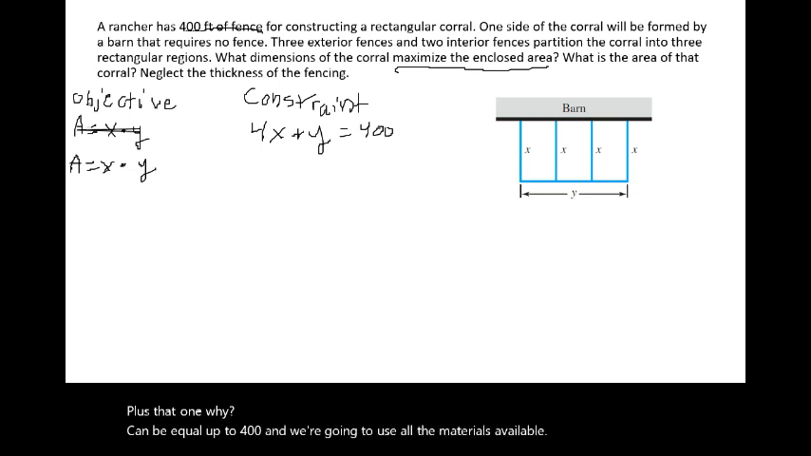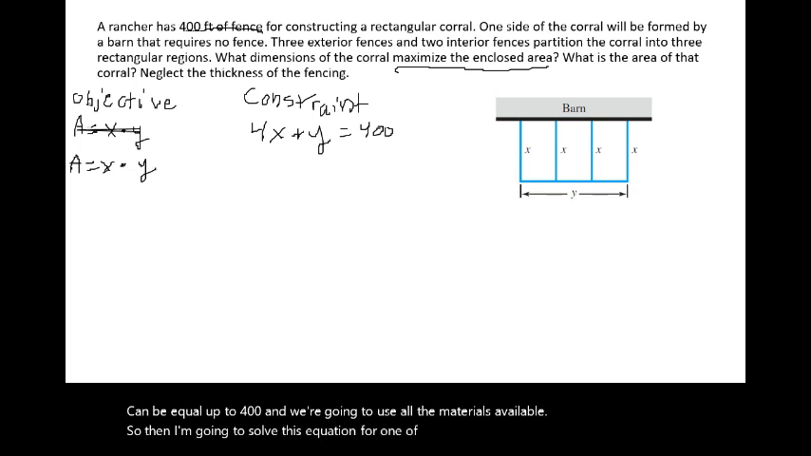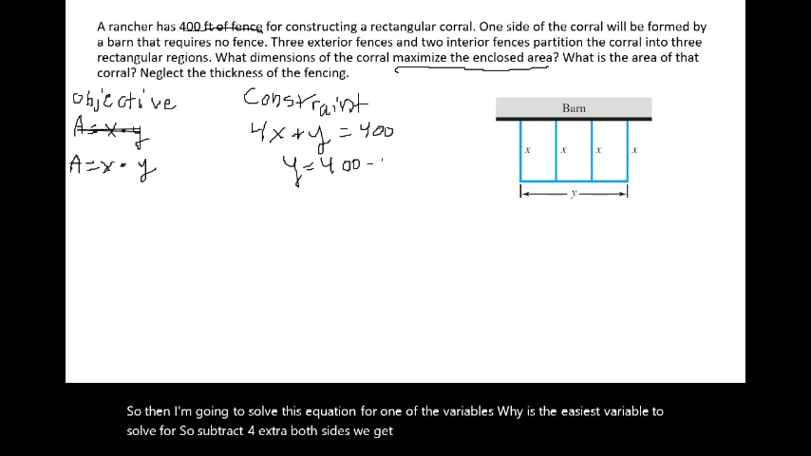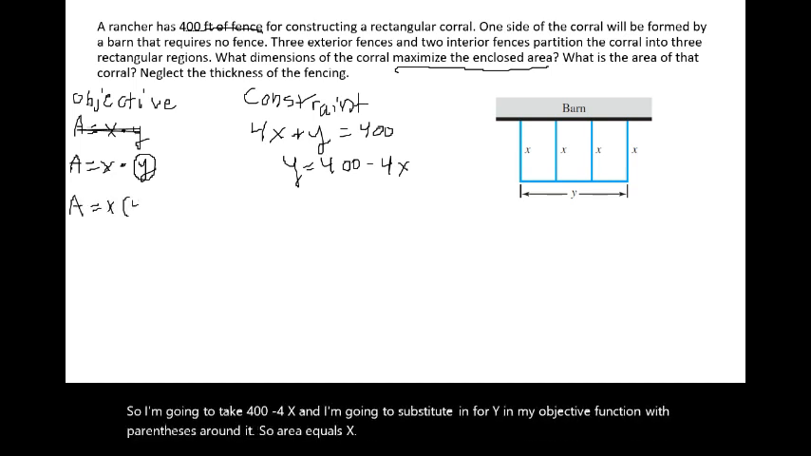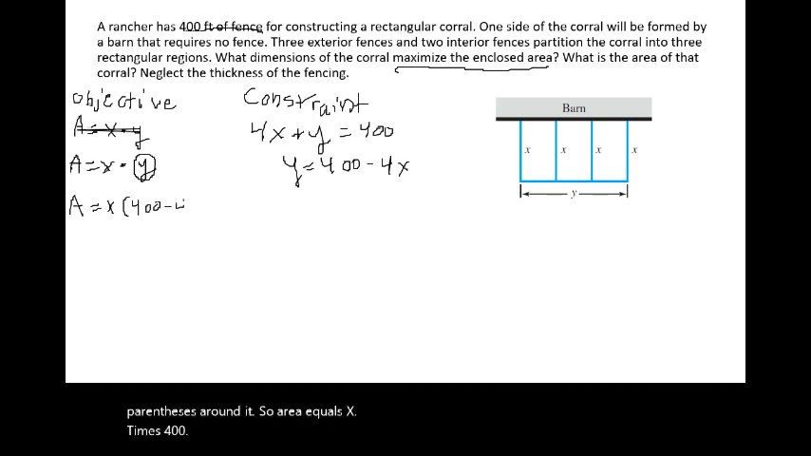So then I'm going to solve this equation for one of the variables. y is the easiest variable to solve for, so subtract 4x from both sides. We get y equals 400 minus 4x. So I'm going to take 400 minus 4x, and I'm going to substitute it in for y in my objective function with parentheses around it. So area equals x times 400 minus 4x. I don't want to use the product rule, so I'm going to distribute x. So I have area equals 400x minus 4x squared.